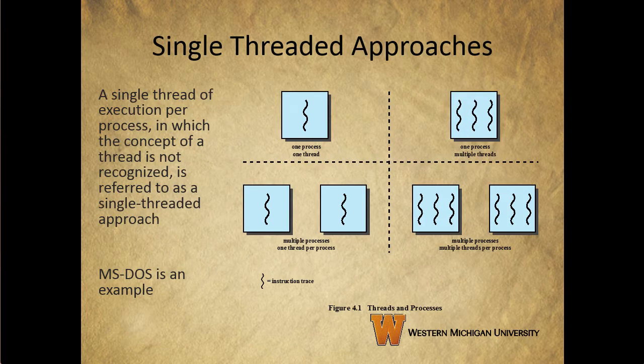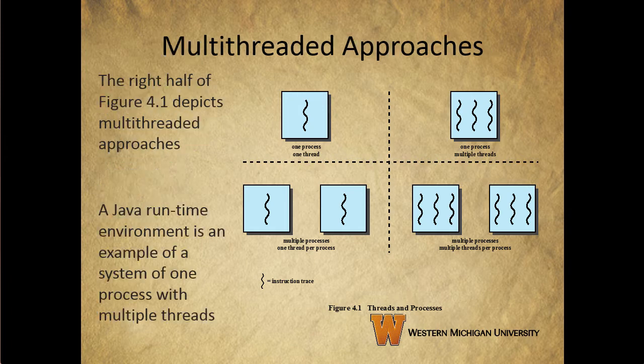So let's talk about the single-threaded approach. The first thing to keep in mind is that the squiggly lines on the diagram indicate a single individual instruction trace. Now, with a single thread of execution per process, the concept of a thread basically isn't recognized. If we have one process, then we're only going to have one thread executing within that process. If we want to run multiple processes, each process will have only one thread, so we'll just need one process per instruction trace, per executing process. MS-DOS is an example of this approach in action.